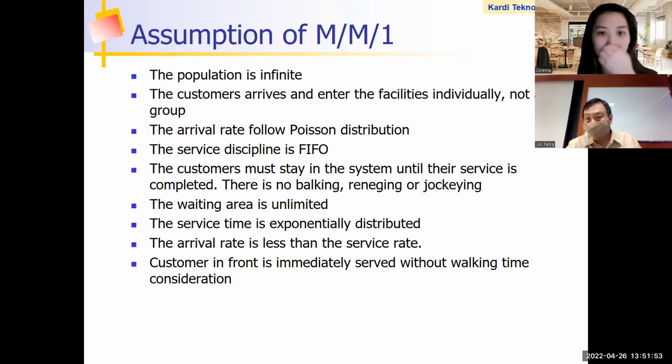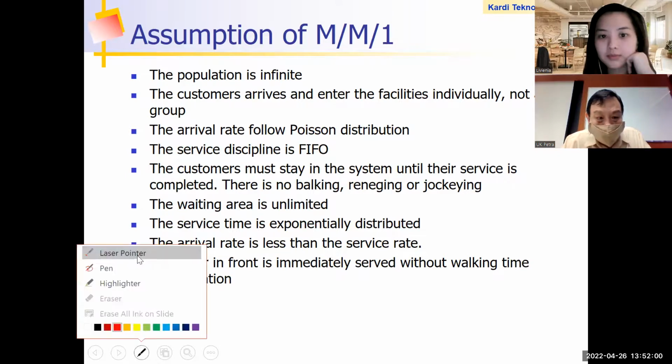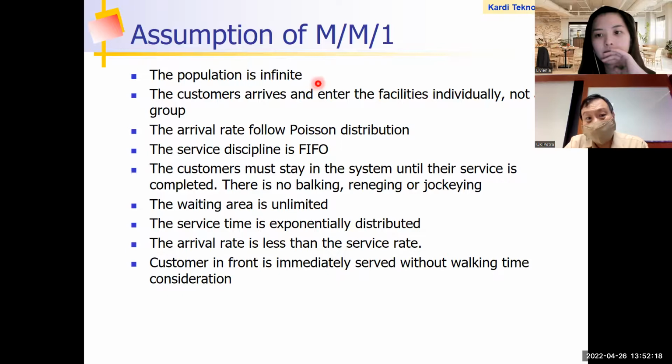Okay. This is the assumption. So M/M/1, what is M/M/1? The arrival distribution is Poisson. The service time is exponential. Service time, not service rate. And then the number of servers is only one. So this is the basic. There are many assumptions in here. You need to realize the population is infinite. Customers arrive and enter the facility individually, not as a group. So don't think as a group.